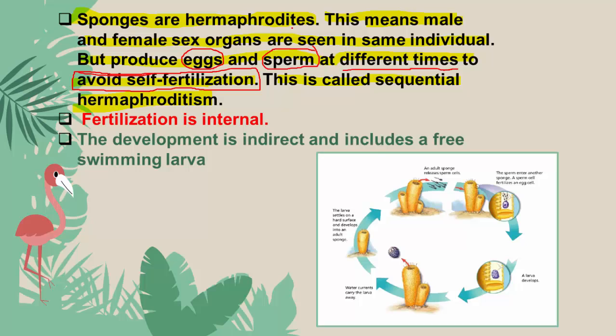There is no chance for self-fertilization. And this process is called sequential hermaphroditism.